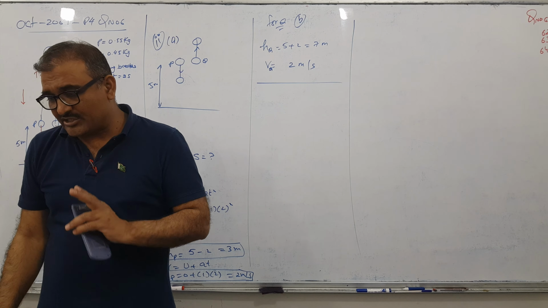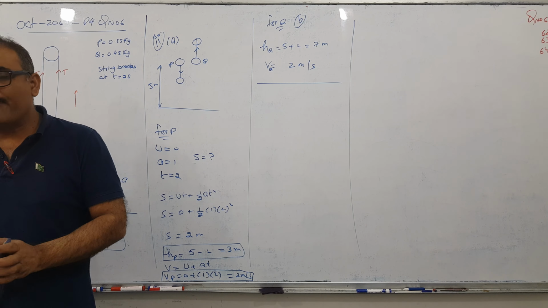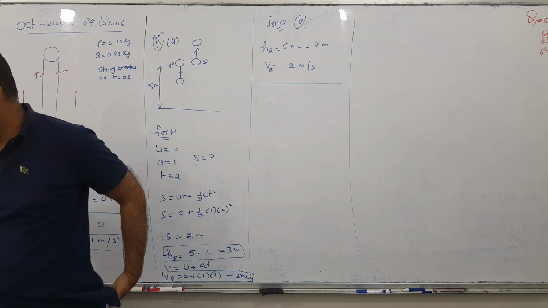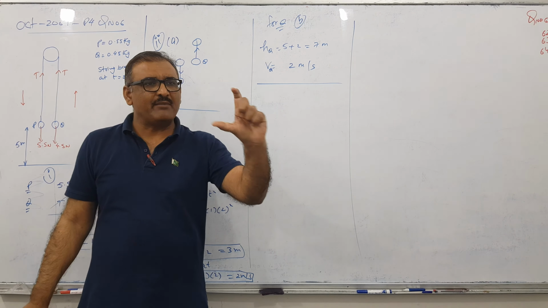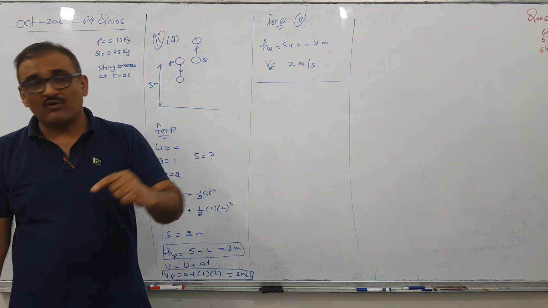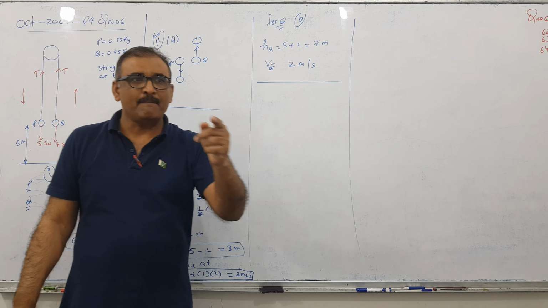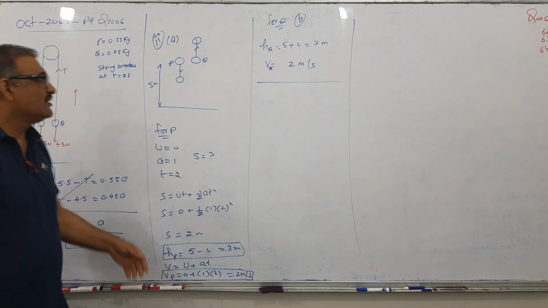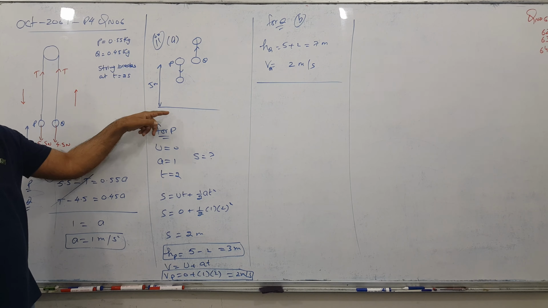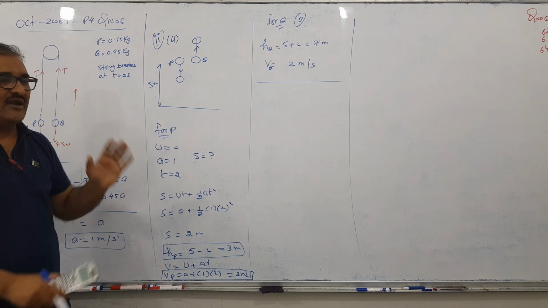Hardest part is here: show Q reaches the ground 0.8 second later than P. So can I do one thing, make a plan: find the time by P, find the time by Q, and subtract them. Repeat again: how much time will P take to reach the ground, find that time. And for Q, find it. So let's start.